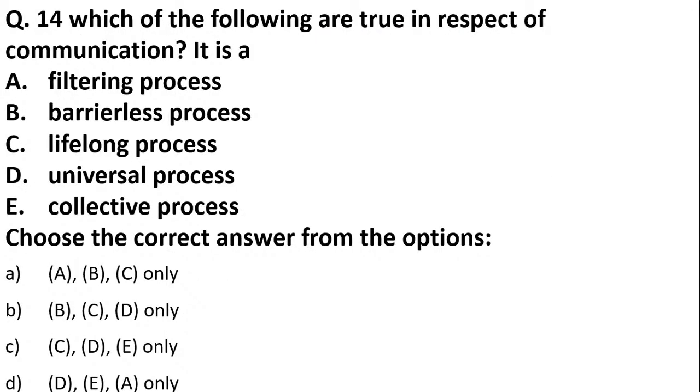Which of the following are true in respect of communication? It is a filtering process. No, it is not a filtering process. Is it a barrierless process? No, there are various barriers to communication, for example, physical noise and semantic noise. It is a lifelong process. Yes, communication is a lifelong process, a universal process, and a collective process. So here the right answer is C, D, and E. Communication is neither a filtering process nor a barrierless process, but it is a lifelong, universal, and collective process.